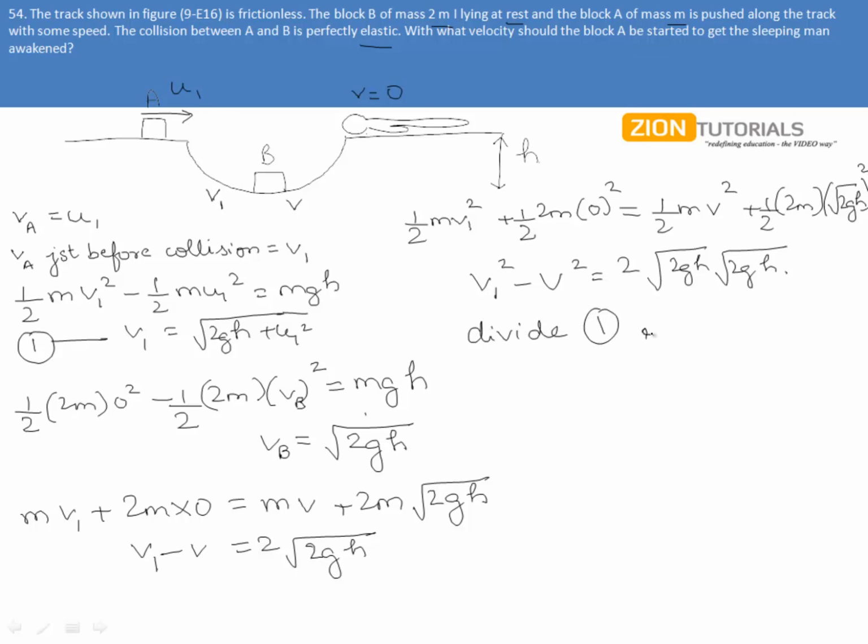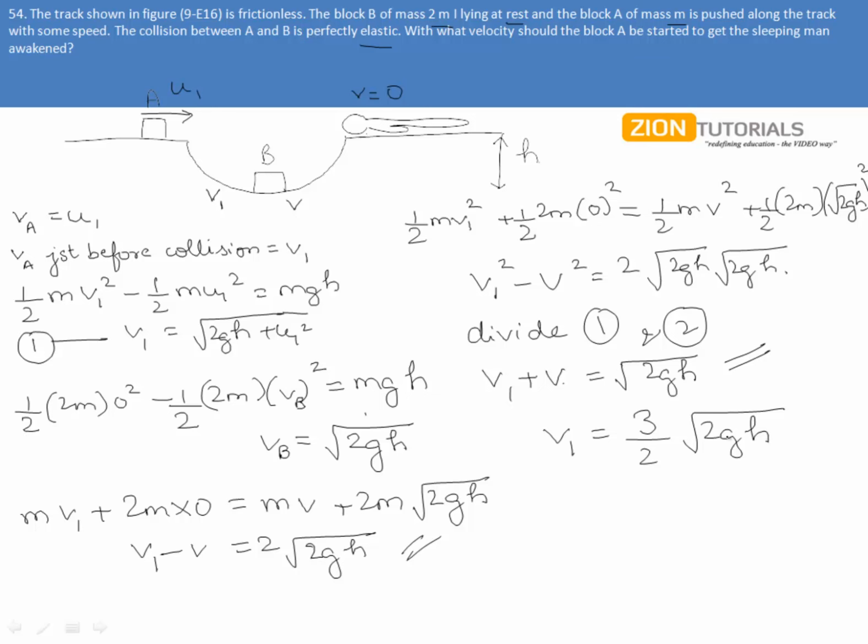Now divide equation 1 and 2 in order to get one more linear equation, that is v1 plus v to be under root of twice gh. Now we have this equation and this equation, from which we can calculate the value of v1 to be 3 by 2 under root 2gh. Now put this value of v1 into equation number 1 in order to get the value of u, or that is u1, that is under root 2.5 gh.